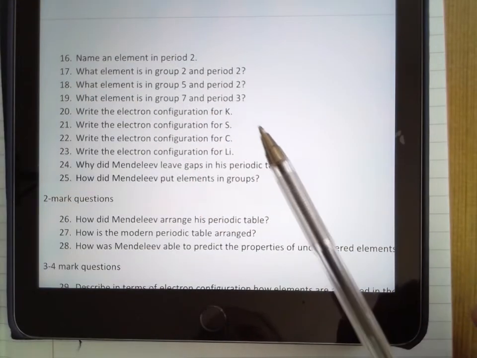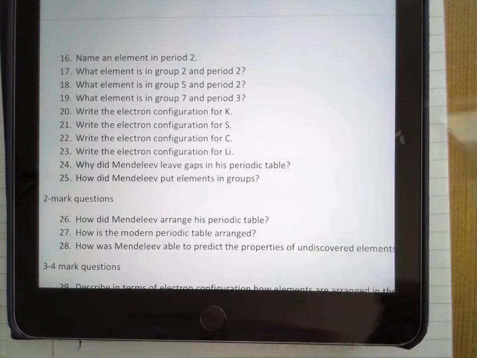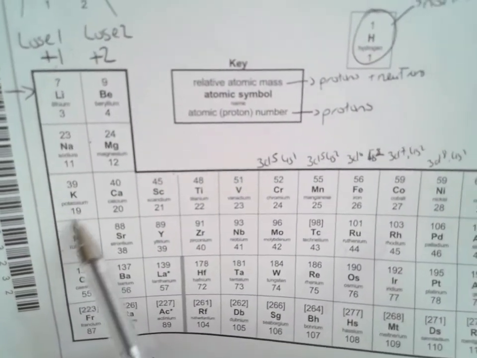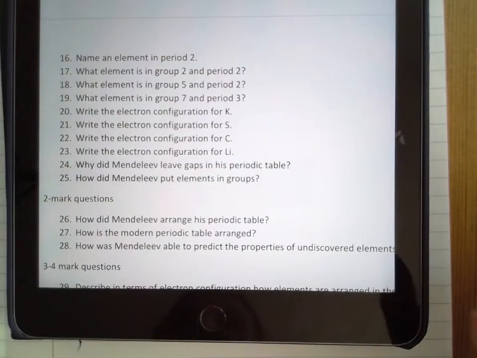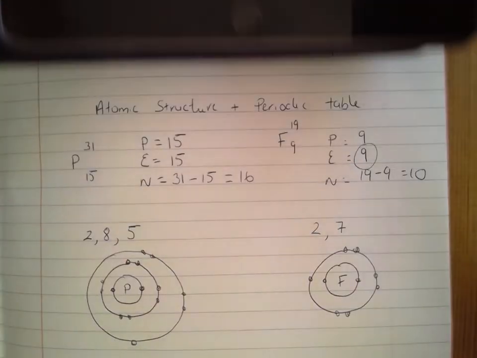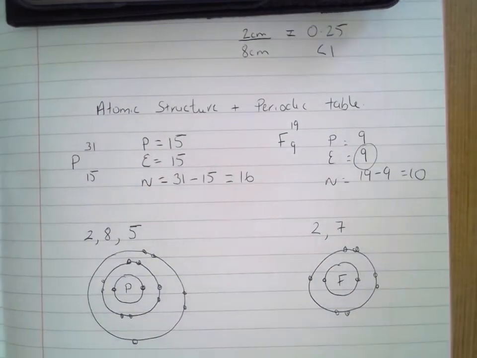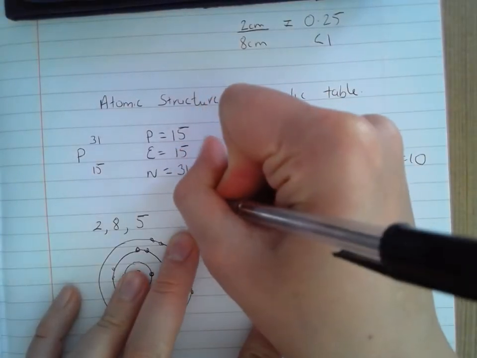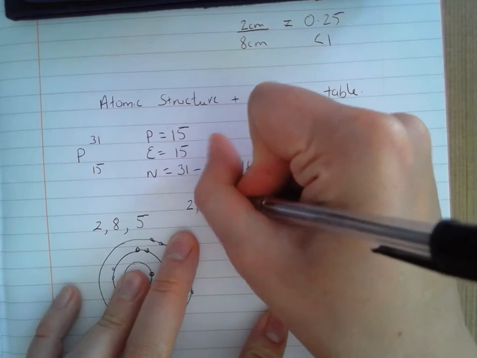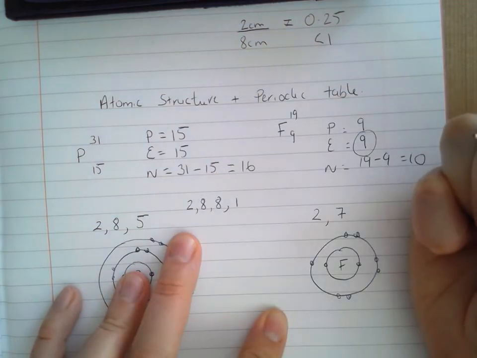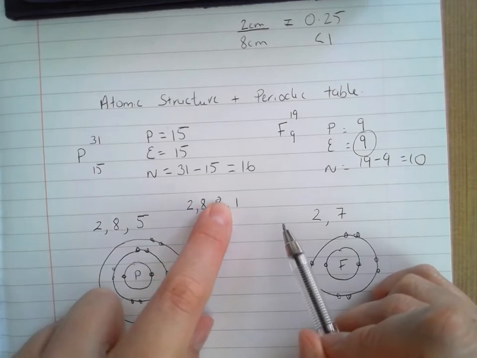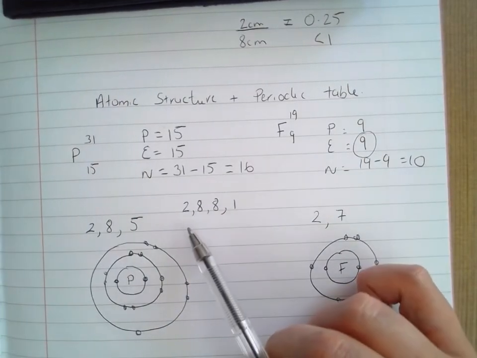Write the electron configuration for potassium. So I need to know what number of electrons potassium has. It's got 19 electrons. If it's got 19 electrons and I want to write the electron configuration, it's going to be 2 in the first shell, 8 in the second shell, 8 in the third shell, 1 in the fourth. That gives me 2 and 8 is 10, 18, 19. So all of the electrons are assigned.